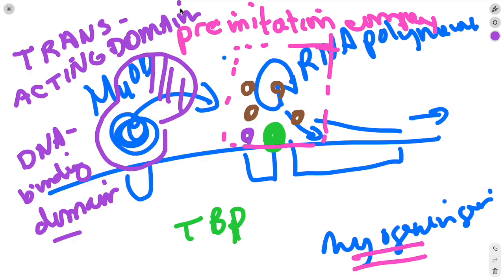The actual official word for transacting domain means it's acting in trans. It's that old genetics term, where it's not part of the myogenin gene, but you need it for the myogenin gene to do its job.